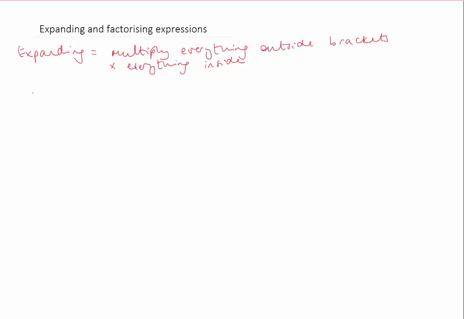So here's an example. Examples are in blue: 2 times x plus 3. So then we have to multiply the 2 by the x and the 2 by the 3. So that gives us 2 times x plus 2 times 3. So it's going into each part on either side of the plus sign. So that gives us 2x plus 6.